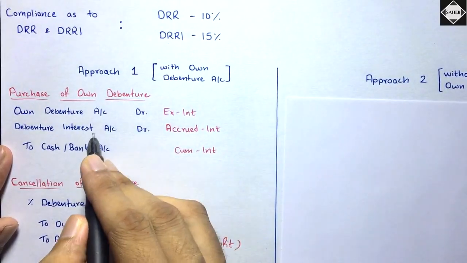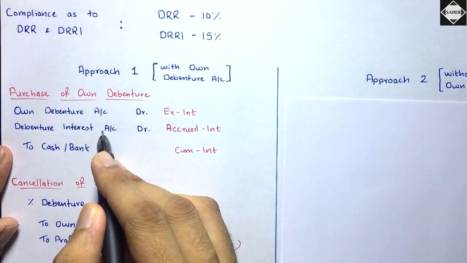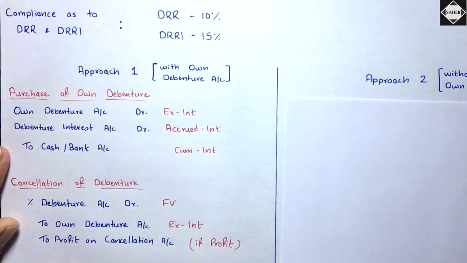Now if you're wondering why we are debiting this debenture interest, then it's very simple. See here, you are paying this interest. This is an expense for you. So what do we do with the expenses? We debit that. Simple as that. Clear? Right. Next entry is cancellation of debenture.